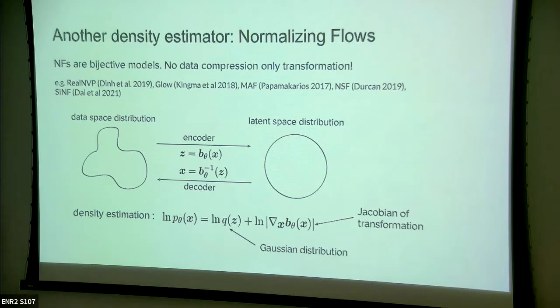The fact that it has to be bijective limits the type of architectures we can use here. But the nice thing about the bijectivity is that it gives us a way to relate the distribution on the right-hand side, which is the latent distribution, the one that we choose, usually a Gaussian, with the actual data distribution. And that's just conservation of probability mass.